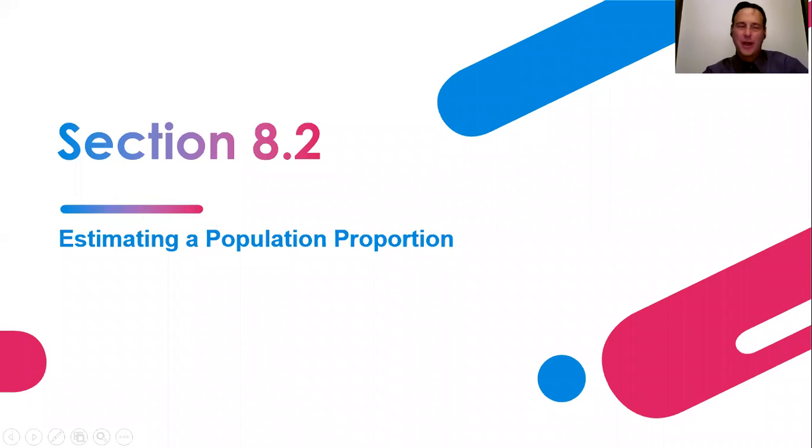This is section 8.2, estimating a population proportion. You'll need your note sheet. You'll need a graphing calculator. In fact, if you have your graphing calculator, you're going to be in great shape. You're going to love some of the shortcuts I give you a little bit later on in this lesson.